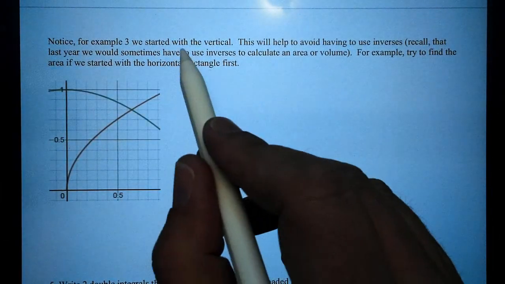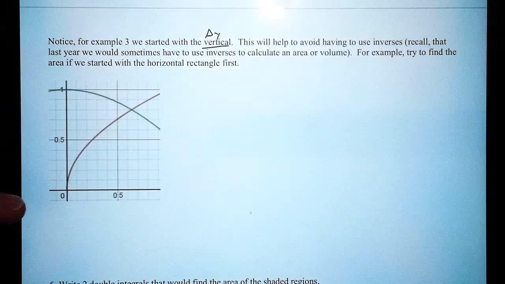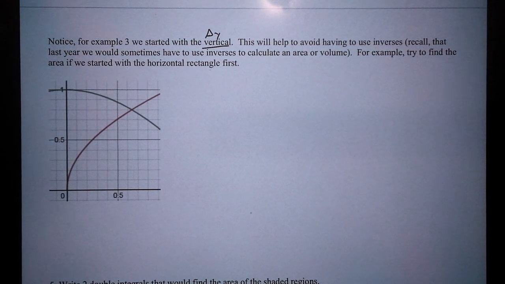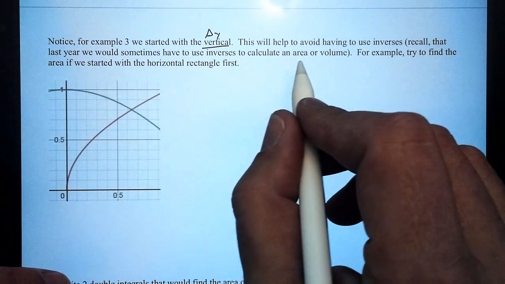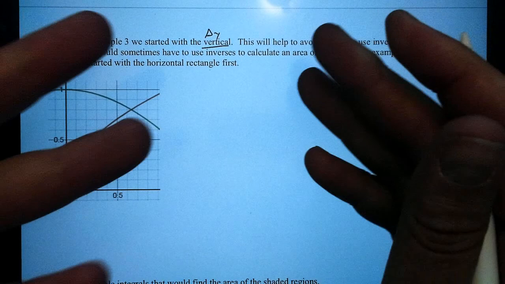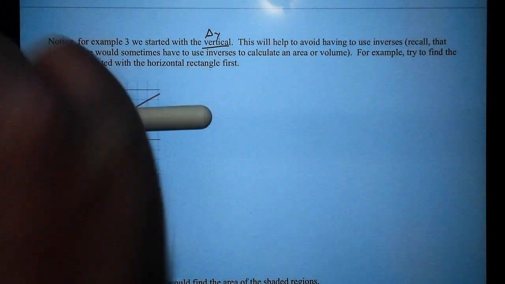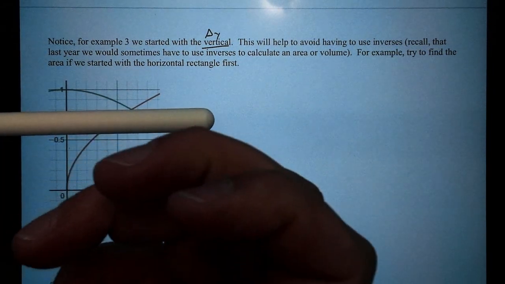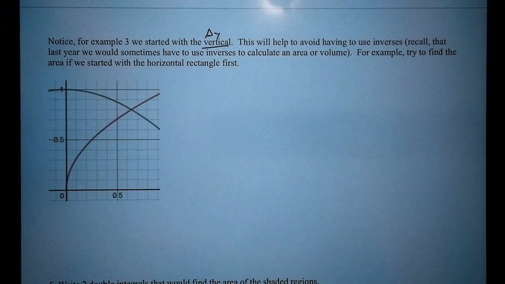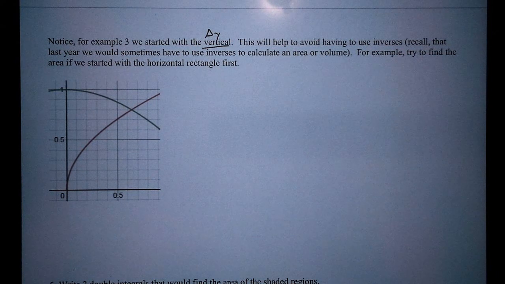In example 3, we start with the vertical. Now the vertical always gives me my change in y. This will help avoid having issues using inverses. Recall last year in single variable, we had to use inverses to calculate the area or volume. For example, if my function was in terms of x, but my rectangle is perpendicular to the y-axis, we had to switch variables. So let's try to do that with multiple variables.